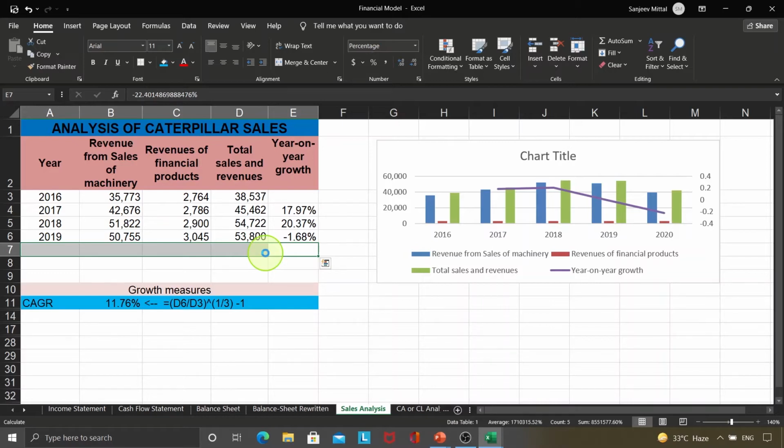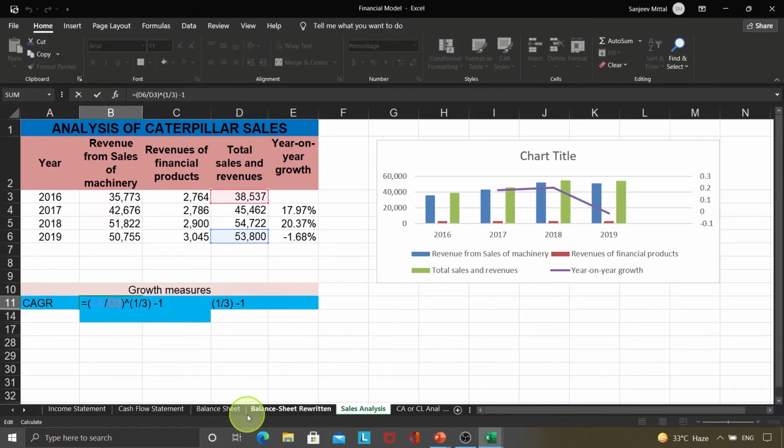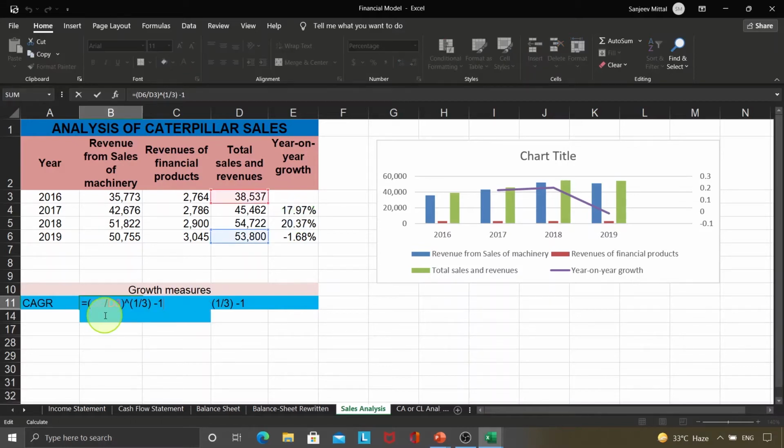Now once I have deleted the numbers, we can simply go and find our CAGR, that is, the compound annual growth rate in the case of this particular analysis. Now if you see, we have used D6, which is the last year's total sale revenue, divided by D3, which is the beginning year total sale revenue, and we have raised it to the power 1 by 3. The reason we have used the power 1 by 3 is because this money has grown for 3 years, that is from 2016 to 2017, and then 18, and then 19. So we have used the power 1 by 3, and then I did minus 1 for our valuation.